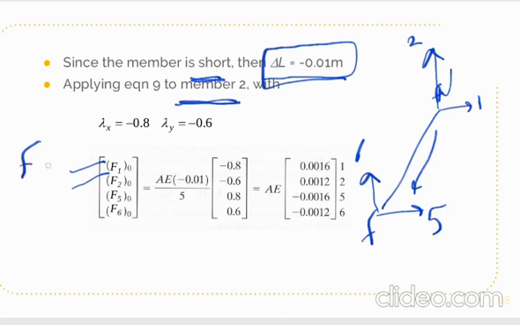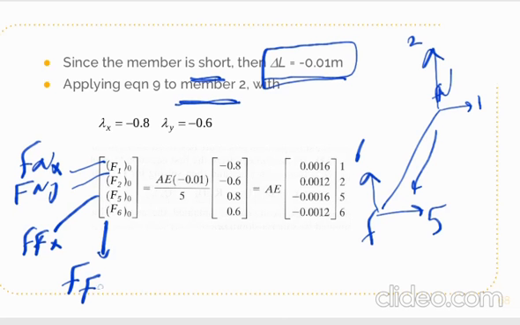This is force for near node x and force for near node y. F5 is the force for x and force number 6 is the force for the far node on the Y global system.